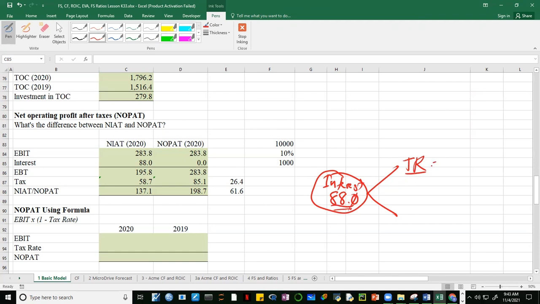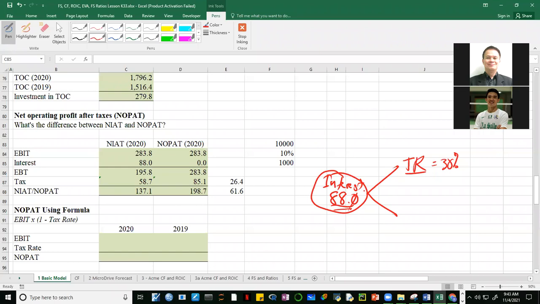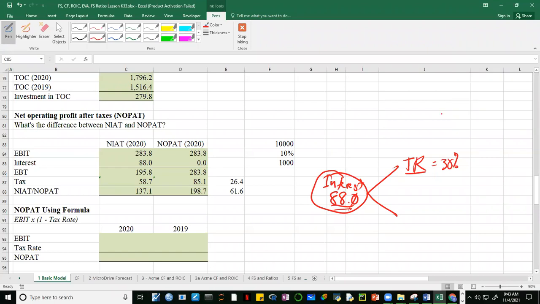So in this case, the tax rate is equal to 30%, right? So there will be tax savings on the interest because of the use of debt. Okay, so 30% multiplied by 88. What will remain, guys, is just 1 minus tax rate, which is 1 minus 30%. So that's only 70%. So 70% times 88 will be the difference between NOPAT and NIAT. It's only 70%, not the whole 100%, because the 30% goes to tax savings.